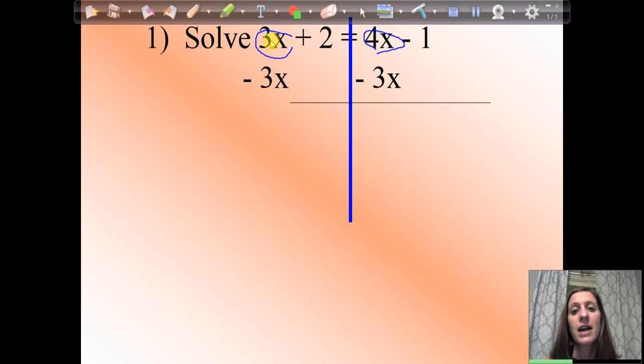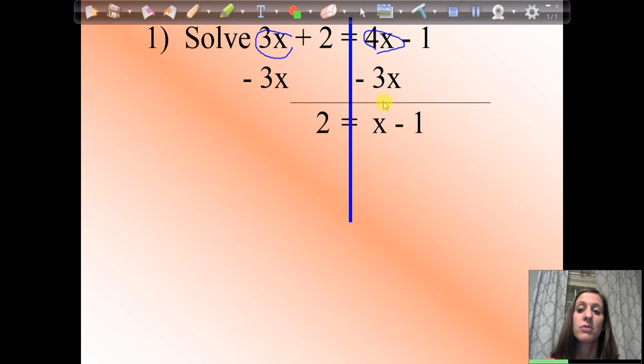And this time, I'm going to get rid of the 3x because I know 3x is smaller than 4x, and when I subtract 3x from both sides, I will be able to cancel the 3x and be able to keep my variable positive on the right-hand side. So 3x minus 3x gives me 0, so I'm left with 2. And then 4x minus 3x is 1, and then I'm just bringing down the negative 1 I haven't used.